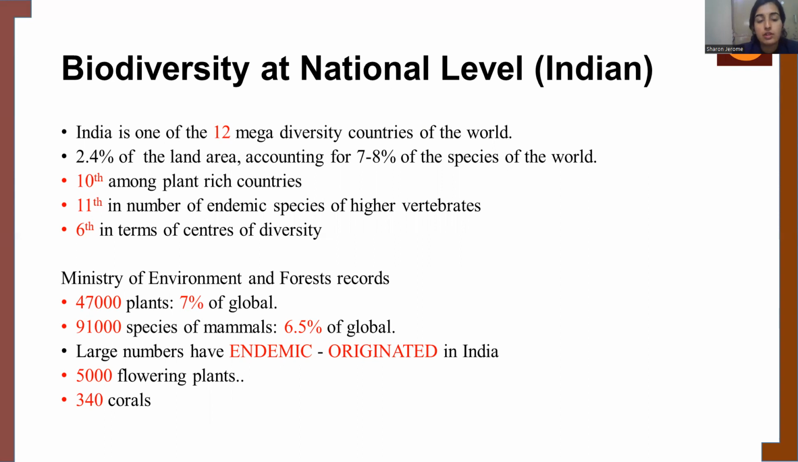And again, the Ministry of Environment and Forests gives us the data that 47,000 plants, which account for 7% of the global total, are seen in India, and also 91 species of mammals are seen in India, which accounts for 6.5% of the total global mammal species. And there are almost 5,000 flowering plants and 340 coral reefs seen in India.